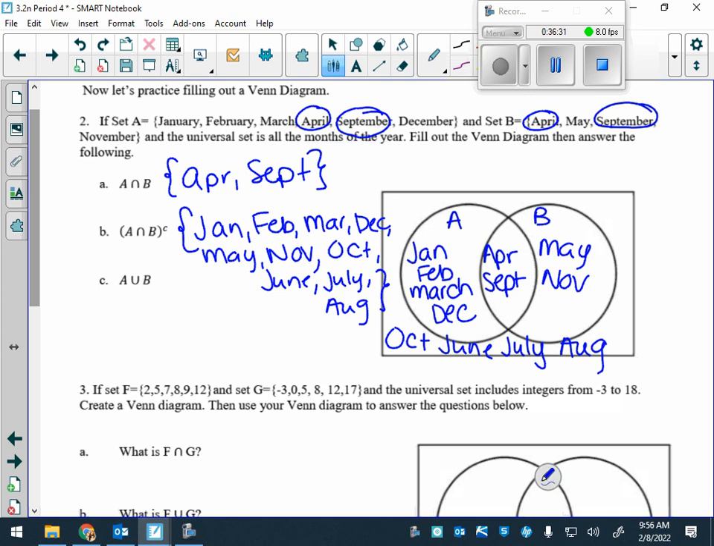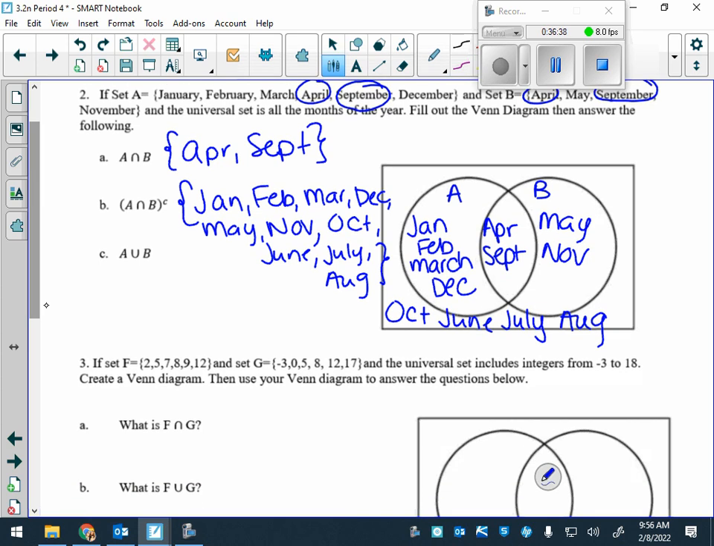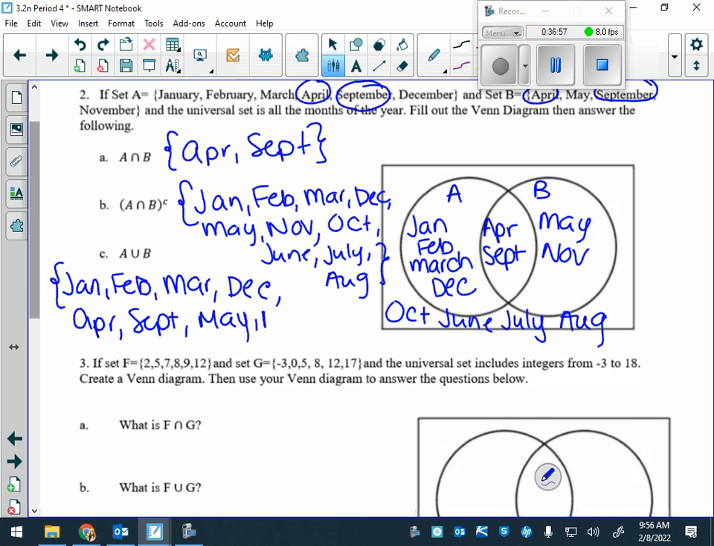A or B or both. That's what that notation is. What months would be in there? Go ahead, Grant. So January, February, March, December, April, September, May, and November. Okay?